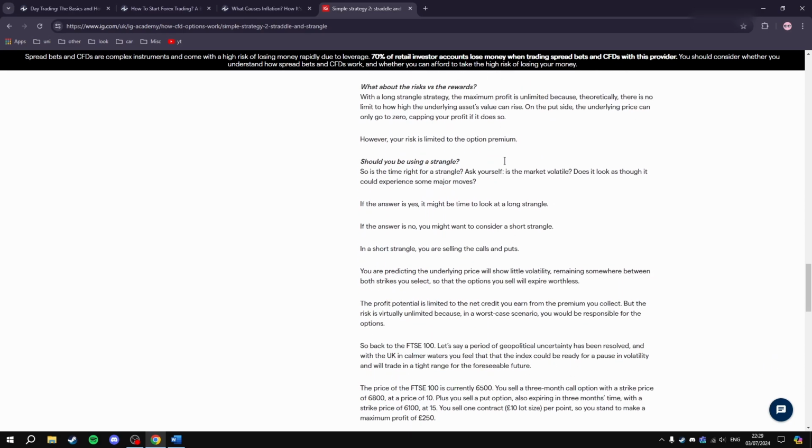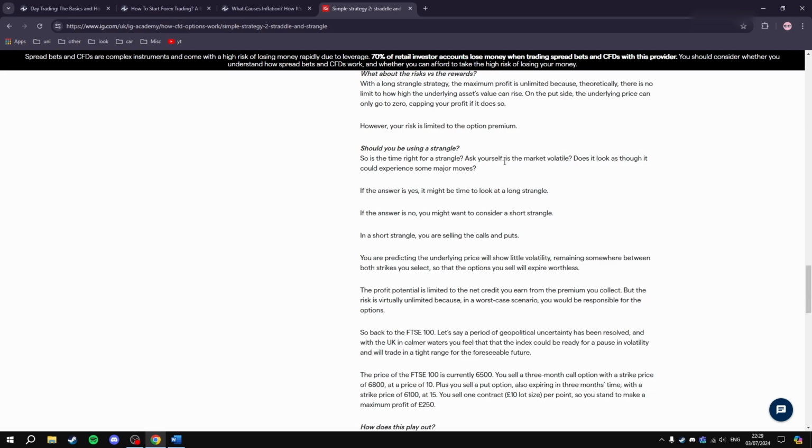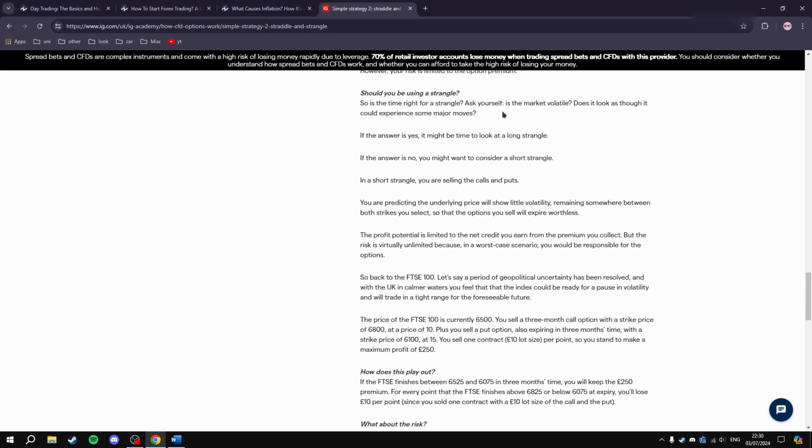Yeah, so what about the risk versus the rewards? With a long strangle strategy, the maximum profit is unlimited because theoretically there's no limit to how high the underlying asset's value can rise. On the put side, the underlying price can only go to zero, capping your profit if it does so. However, your risk is limited to the option premium.